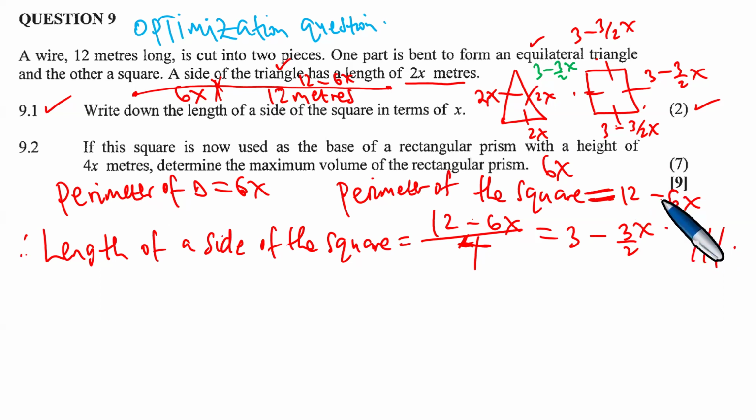It means that this 12 minus 6x must form 4 equal sides. The square has 4 equal sides. So we must divide this into 4. So we take the 12 minus 6x divided by 4. And then we have 12 divided by 4 is 3, and 6x divided by 4 is 3x over 2. Meaning we have divided the 12 minus 6x into 4, so we must bend this other wire to form a square with all sides equal, and the length of each side is 3 minus 3x over 2.